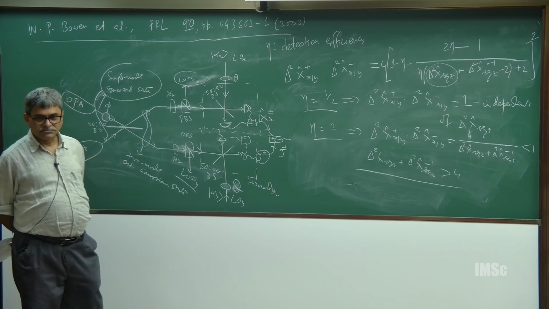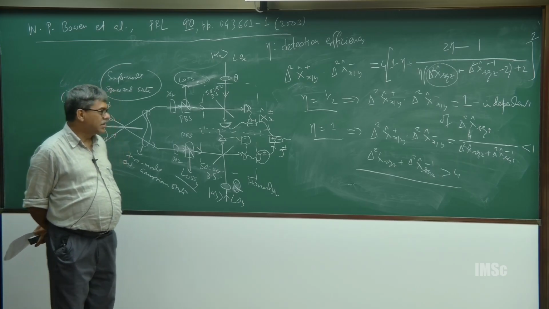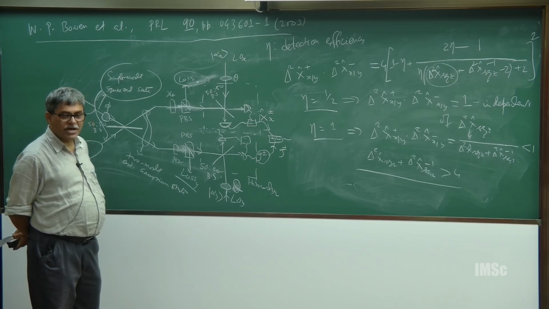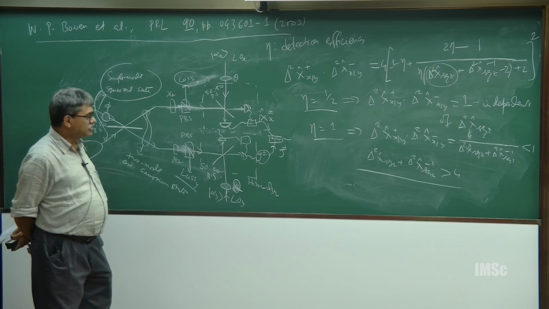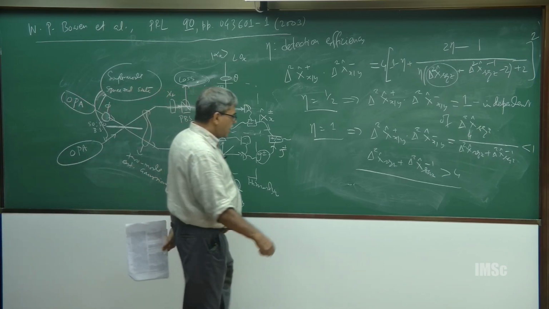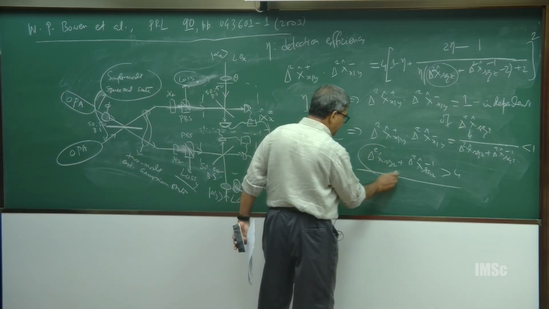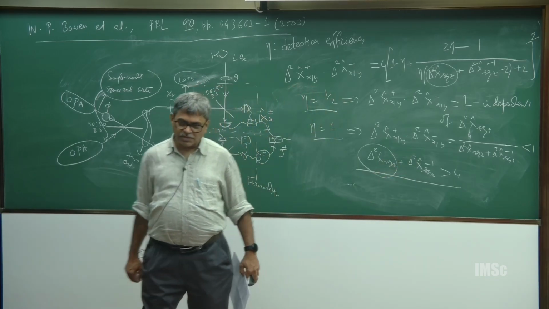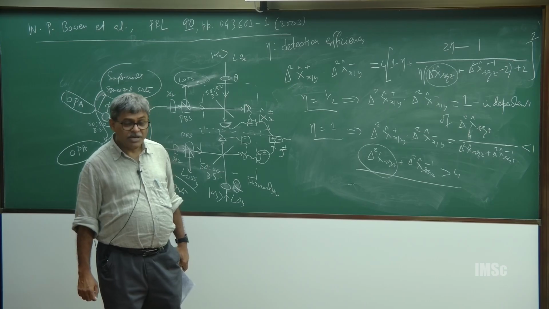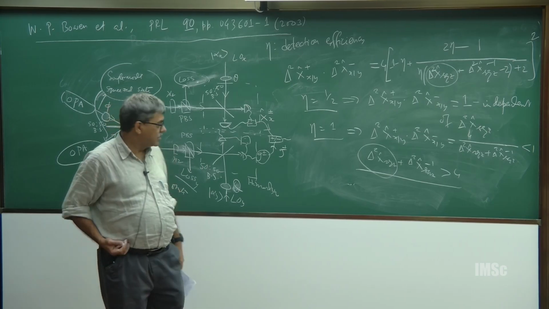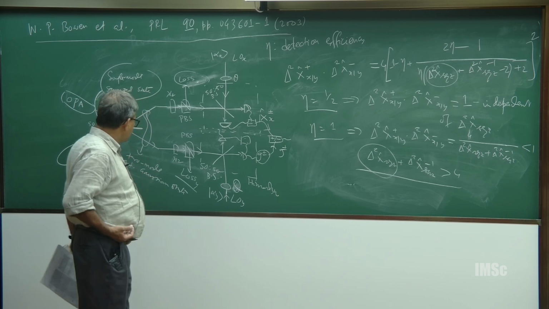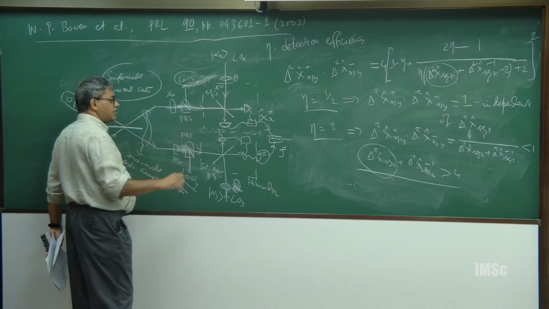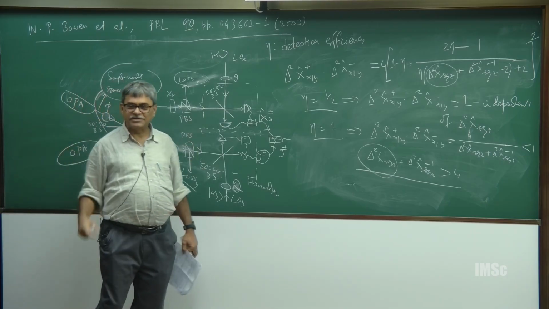This will be satisfied for eta is equal to 1, otherwise nothing can be detected. I do not know exactly what the exact values of this are, but I am sure it will be satisfied. Okay. Eta is the detection efficiency, the loss in the arm. Everything you can cast in terms of detection efficiency, right?